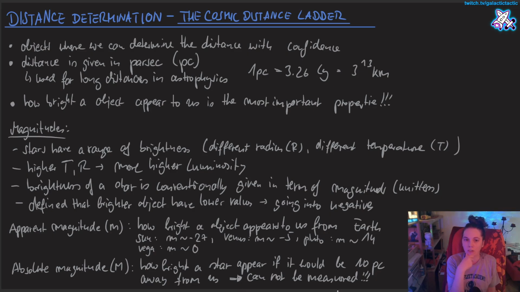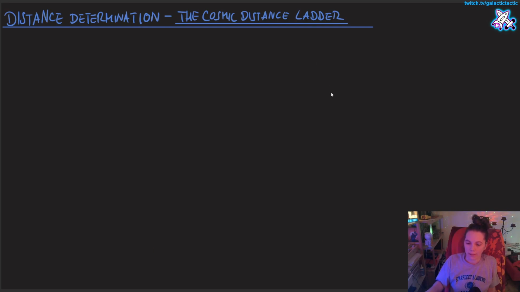The Greeks already did catalog the magnitude. So the concept of magnitudes is not a new one. It's a very old concept, and we have done it since the Greeks, basically. So we cannot measure the absolute magnitude, and we need to find out other ways how we do this.